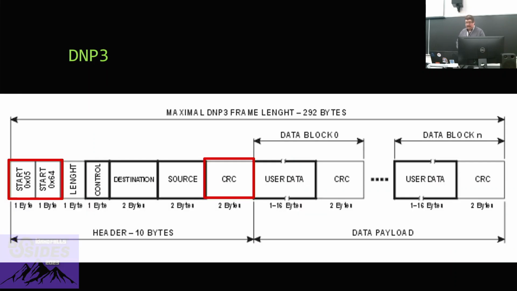Then we have DNP3. DNP3 has a little better start bytes. It's 0564. This is great because it's a specific thing you can look for and say, does it start with this? If not, we throw it out and let other parsers or other matching for other protocols take a look at it. You also have a length. Then you have some other things, and then a CRC. A CRC is basically just doing a checksum against the values.